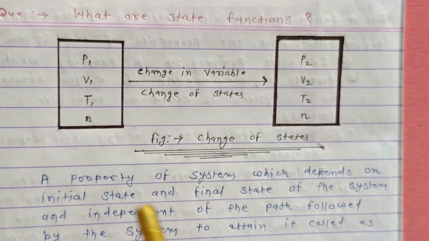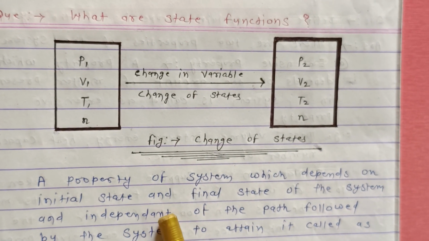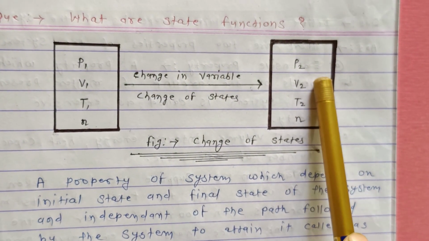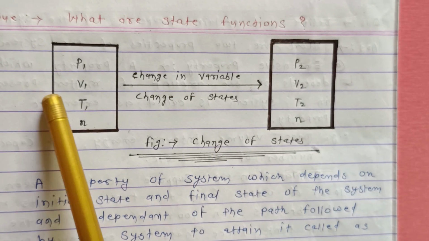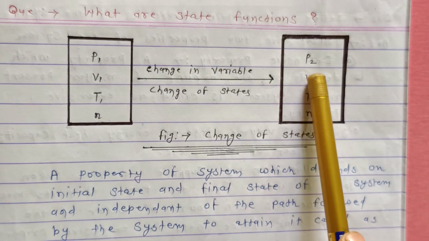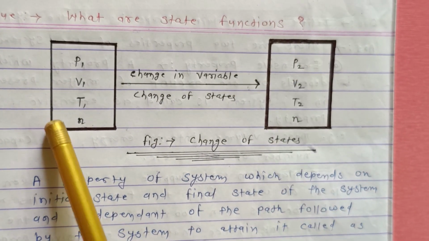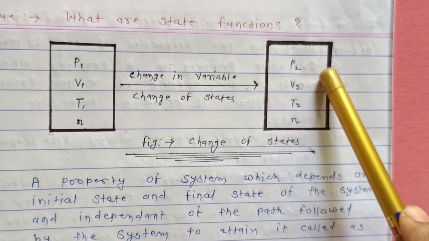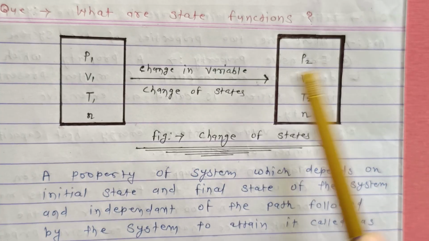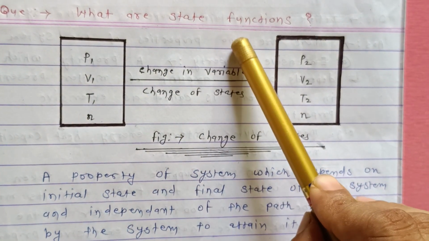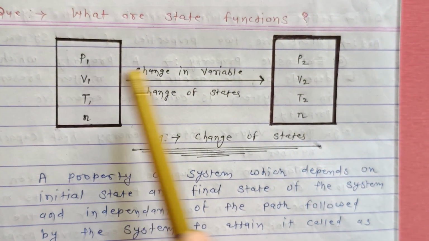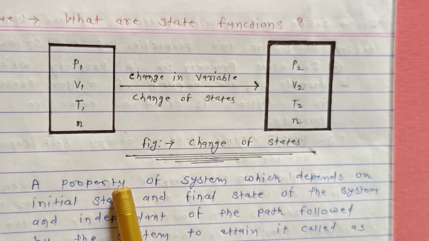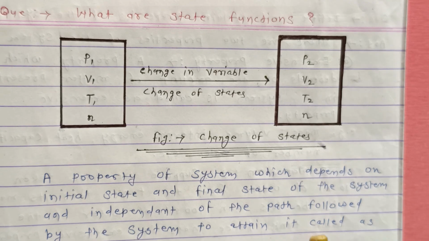Suppose we have pressure. Pressure is 1 bar and it finally changes to 5 bar. Pressure is changing from initial state 1 to final state 5. But it is not necessary that 1 goes to 7, 9 and finally comes to 5. We are not interested whether it goes higher or lower. We are interested only in the initial state and final state, not the path followed by the system. That property is called a state function.